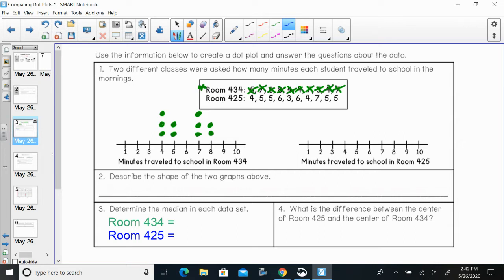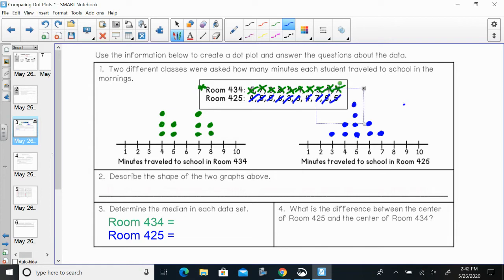For room 425, I've got a 4, a 5, and a 5, a 6, a 3, another 6, a 4, 7, 5, and another 5.